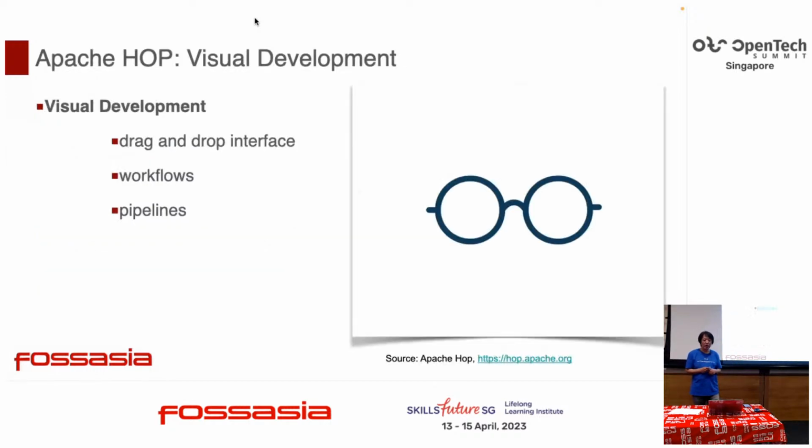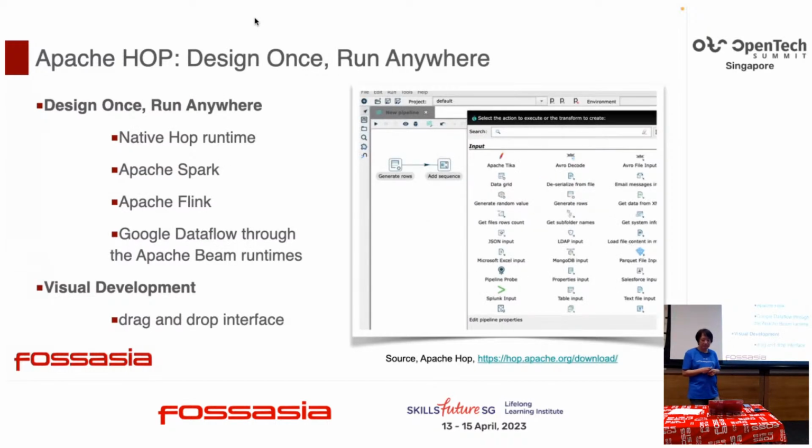Okay, the concept is here. Apache Hop is visual development, with an easy-to-use drag-and-drop interface. You can make workflows and pipelines. And design once, run anywhere, like Java. It runs on the native Hop runtime, Apache Spark, Apache Flink, and Google Dataflow.